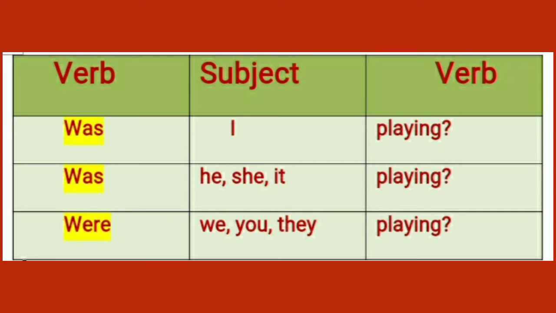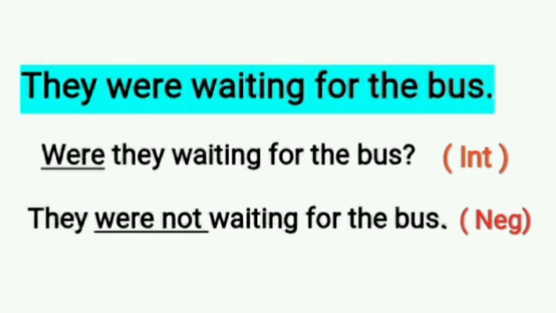Let's do the exercise given in your textbook to understand more about the negative and interrogative form of past continuous tense. Rewrite each of these sentences as an interrogative sentence and as a negative sentence. They were waiting for the bus. So how do we form the interrogative sentence? We use were in the beginning of the sentence, that is, were they waiting for the bus? And put a question mark. And the negative form is they were not waiting for the bus.